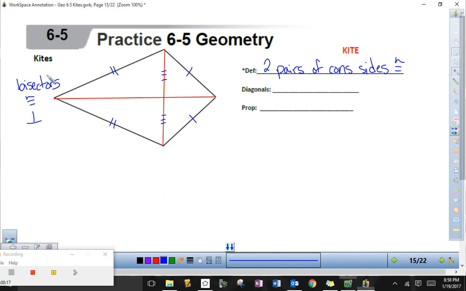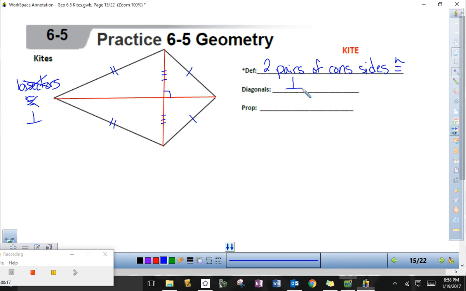If this diagonal is cut in half, we know that either side should be the same length. But we've gotten rid of the diagonals being bisectors. Congruent, you can obviously tell that the total lengths of the diagonals are different, so they can't be congruent. The only thing left is perpendicular, and in fact, the diagonals of a kite are perpendicular to each other.